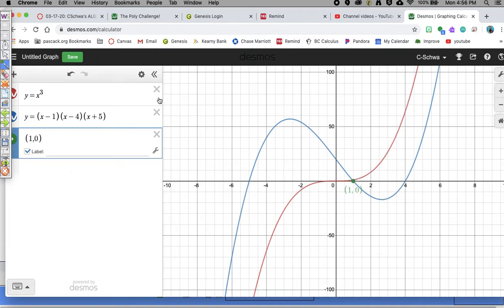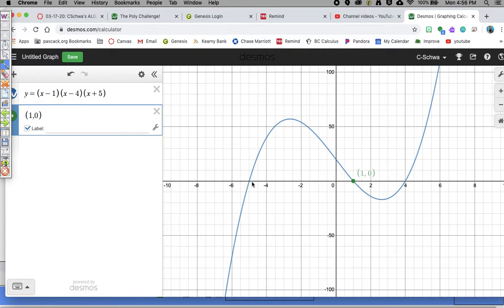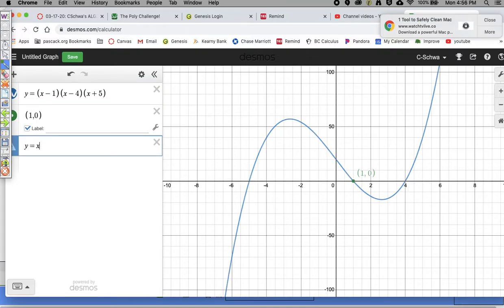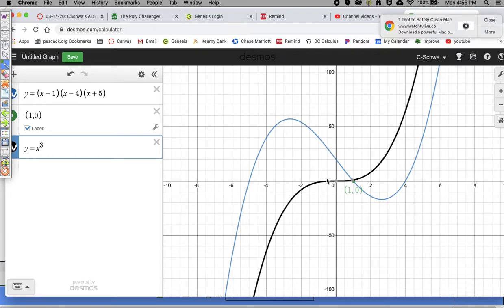I'm going to turn that off for a second, because I want to focus on this for a minute. Did I get rid of y equals x cubed? I didn't mean to do that. Okay, y equals x to the 3rd power. So when you look at this, if you remember, this point right here at the origin is called a point of inflection.